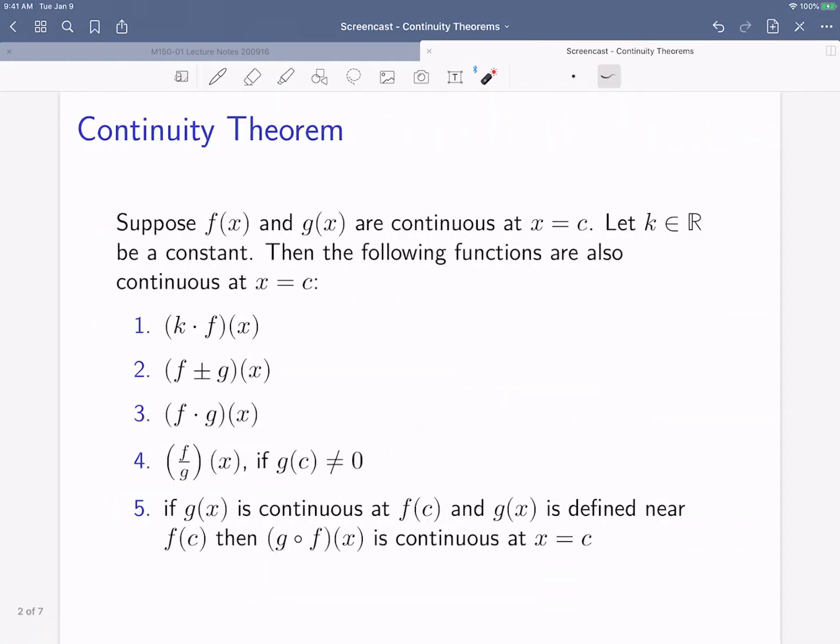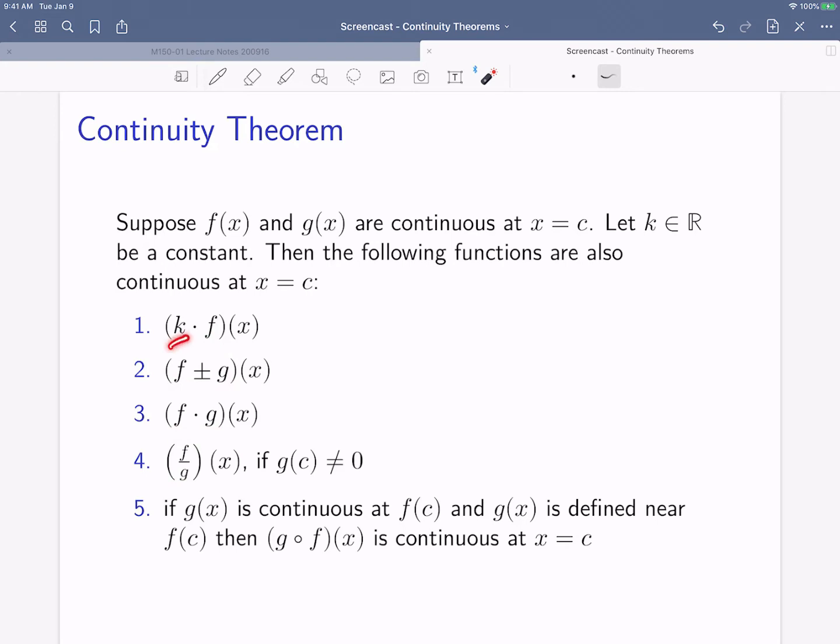This is the statement of the continuity theorem, and the idea of the continuity theorem is building new continuous functions out of old continuous functions. So the assumption we work with is that we've got two functions, f and g, that are continuous at a single point. And then I'll use this constant here for one of the results. If these two functions are continuous at a point, then all of these functions are continuous at the same point.